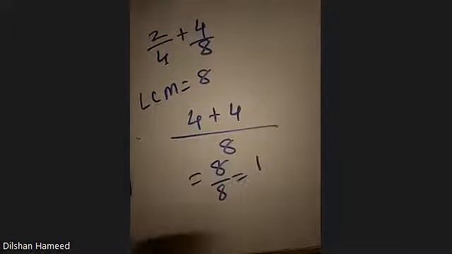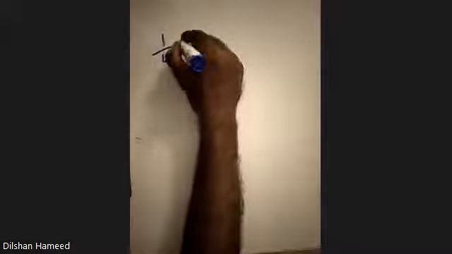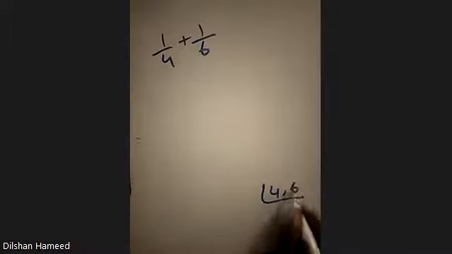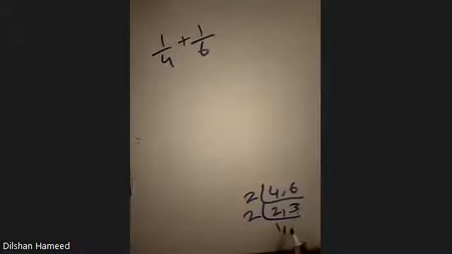Next question. 1 upon 4 plus 1 upon 6. Where 4 and 6 we need to find the LCM. So 4 comma 6. What's the common factor? 2. 2 2s are 4. 2 3s are 6. And then you use 2 again. 2 1s are 2 and the 3 remains. And then 3. So you have 1 and 1.